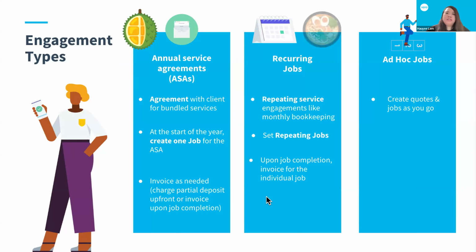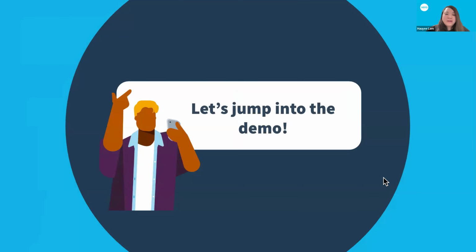And second, the recurring job. This category covers ongoing engagement, like the monthly bookkeeping service that we are going to provide to Auntie Helen. So let me quickly switch my screen so you can see XPM in action.